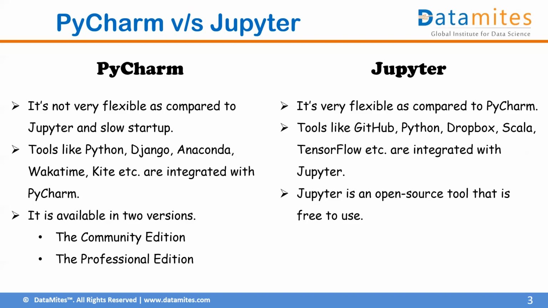PyCharm is available in two versions. The first one is the community edition, and the second one is the professional edition. Whereas Jupyter Notebook is actually an open source tool and it is free to use.